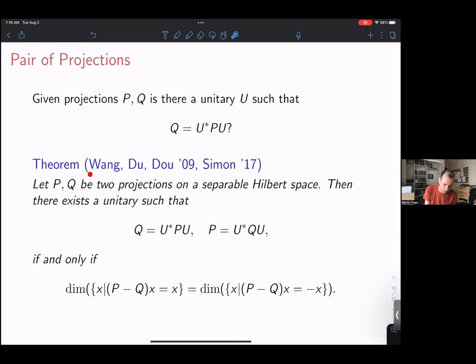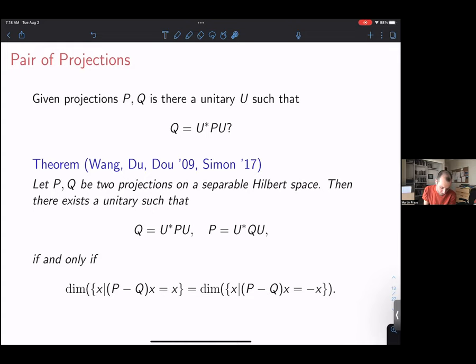First written by Wang, Du, and Do in 2009, and then proved by Barry Simon in 2017. It says the following: if you have two projections on a separable Hilbert space, now I think it was supposed to be orthogonal projections, then there exists a unitary that in fact works for both of them. So it not only connects one to the other, but it works both ways.